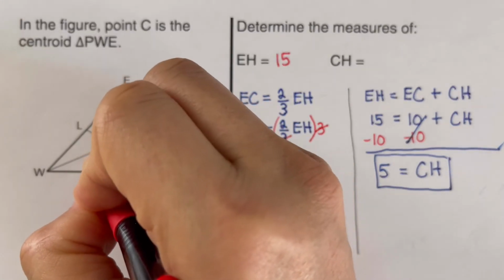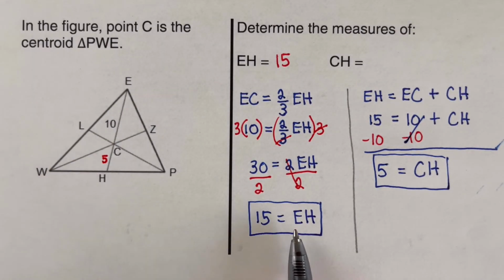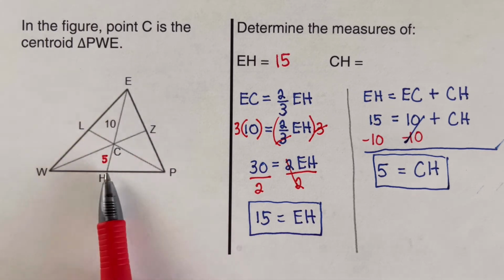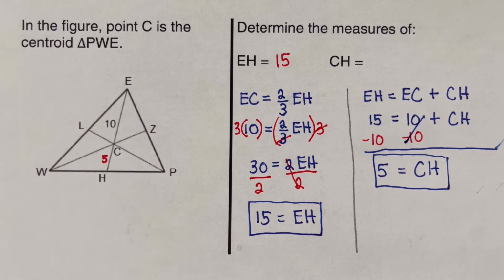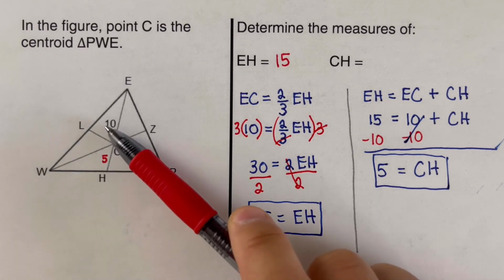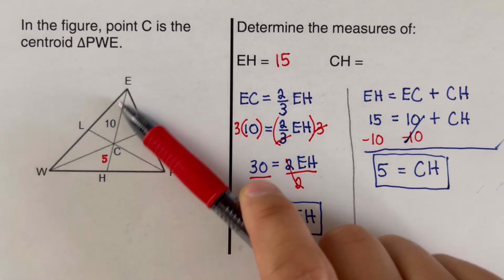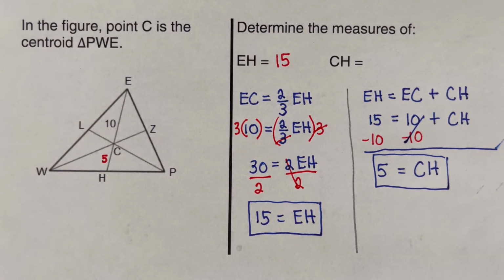So CH is 5. That makes sense because EH is 15, so from the vertex all the way to the midpoint is 15. So 10 plus 5 is 15. And the theorem tells us that the medians of a triangle intersect at a point that is 2/3 of the distance from each vertex to the midpoint of the opposite side. And so 10 here is actually 2/3 of the whole thing, which is 15. Now let's move on to the next example.